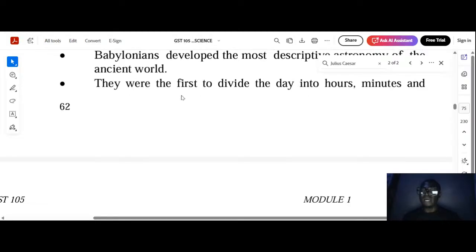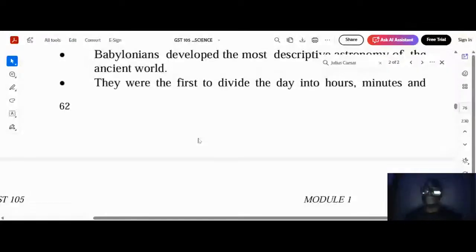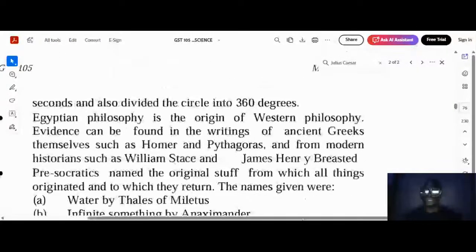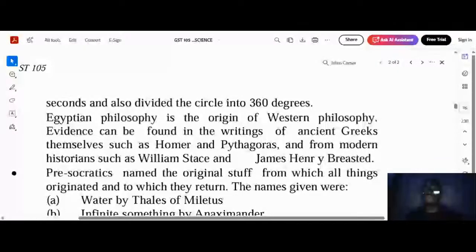This is a question. They asked this particular sentence. It's part of the question in the question bank: the Dash were the first to divide the day into hours, minutes, and seconds, and also the Babylonians. So the Egyptian is the origin of Western philosophy. That is also a question in the question bank: Dash philosophy is the origin of Western philosophy.